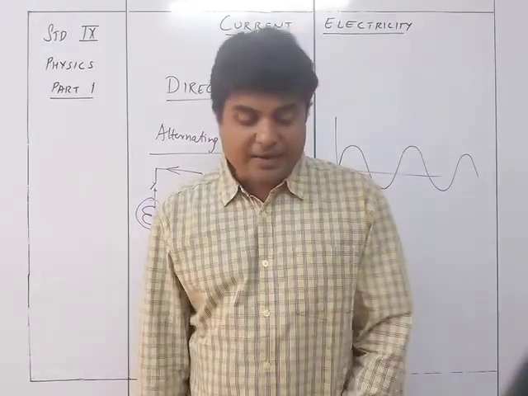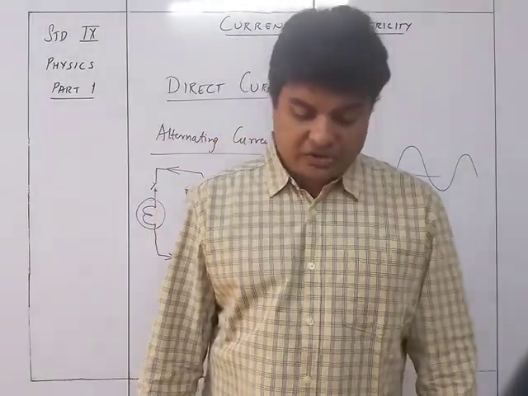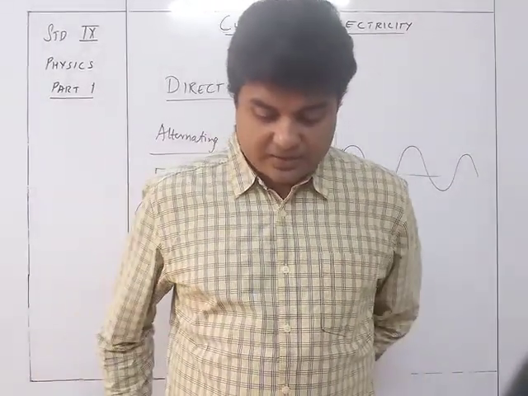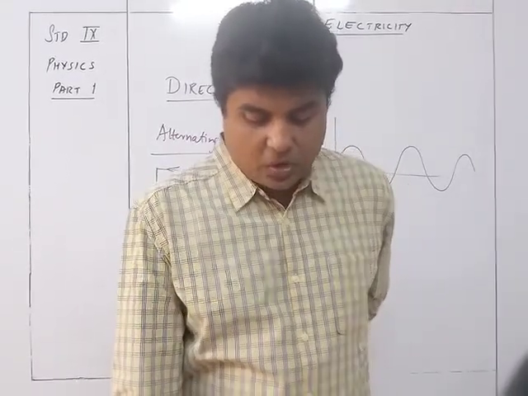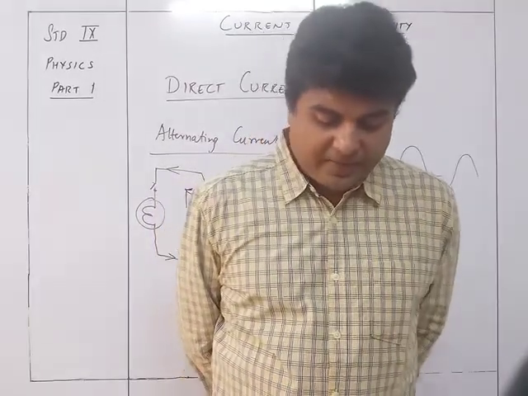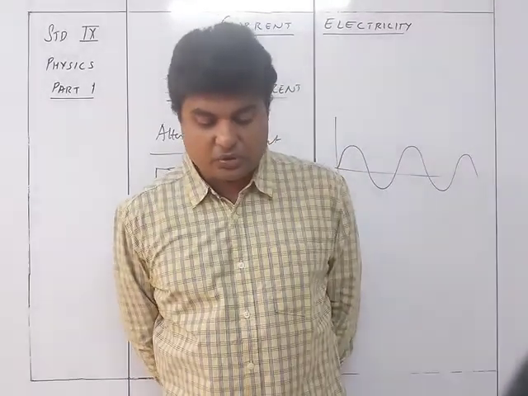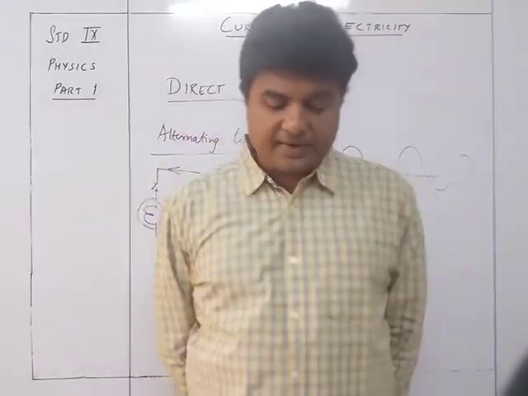In a cell, chemical energy changes into electrical energy when it sends current in a circuit. A cell basically consists of two conducting rods called the electrodes, placed at some separation, immersed in a solution or jelly called the electrolyte, kept in a vessel.